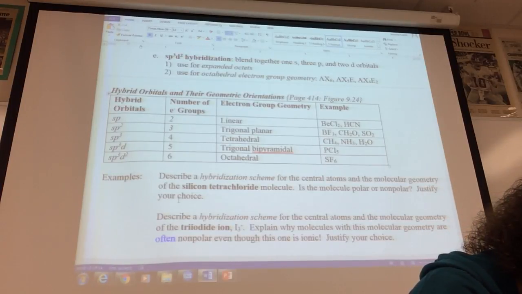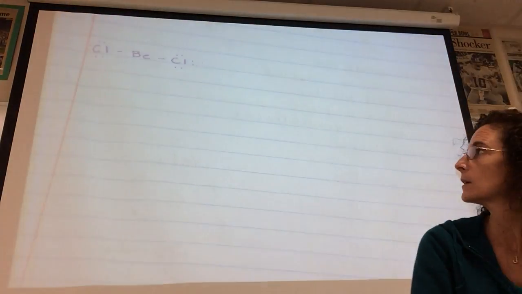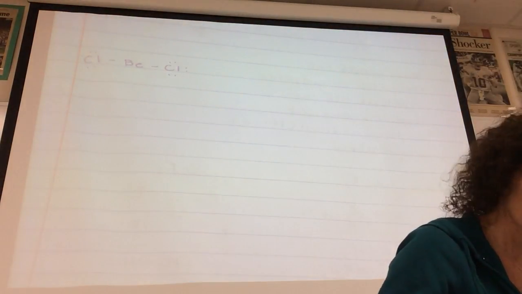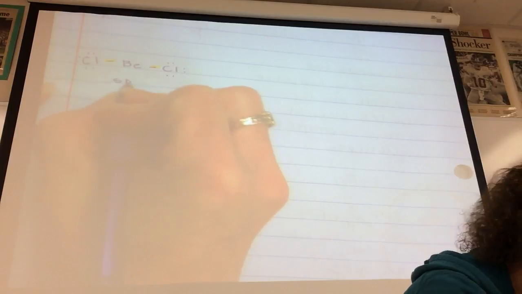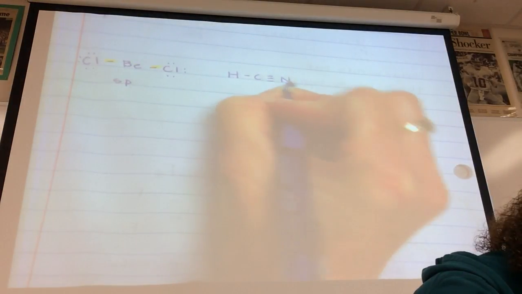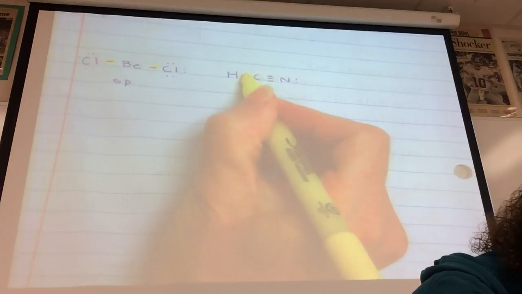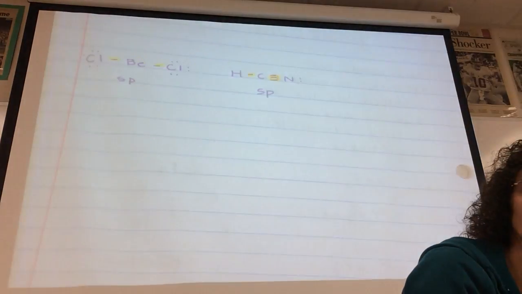Beryllium, you will recall, is an exception to the octet rule, and so it forms 2 bonds, 2 lone pairs. This has a linear shape. You have 1, 2 electron groups. The hybridization is sp. If you had hydrogen cyanide, you have 1, 2 electron groups. The hybridization is sp.